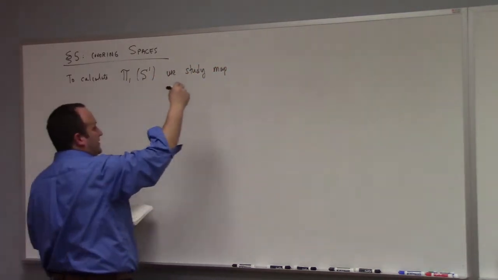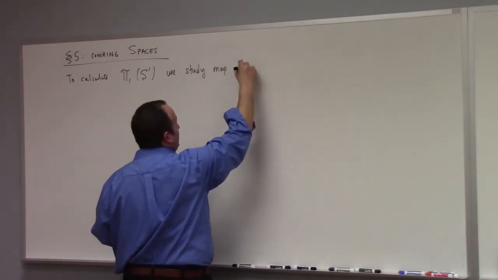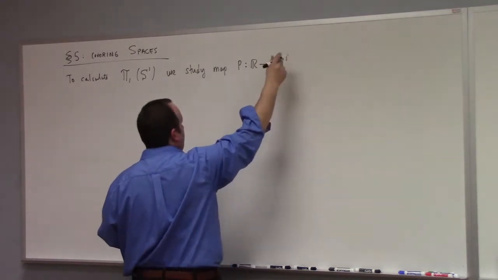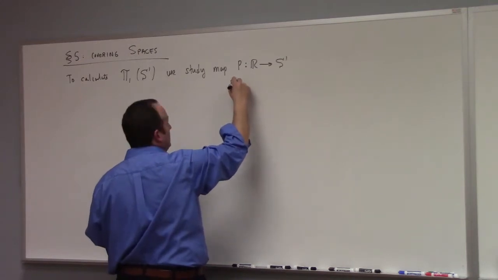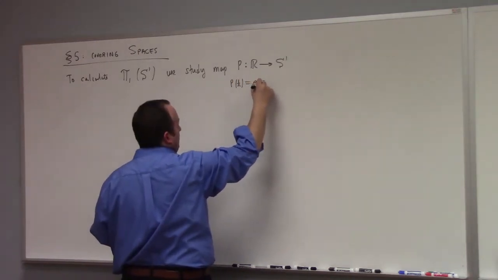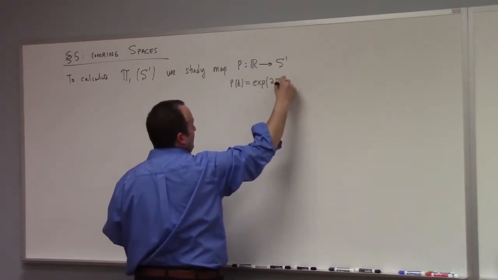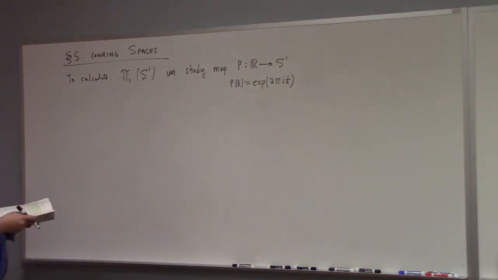And the map we're going to study is P, that is a mapping from the reals to S1, given by P of t equals exponential of 2 pi i t. I wrote the exponential like that so you can see it better, all right? So this is the map that allows us eventually to calculate the homotopy of the circle, all right?